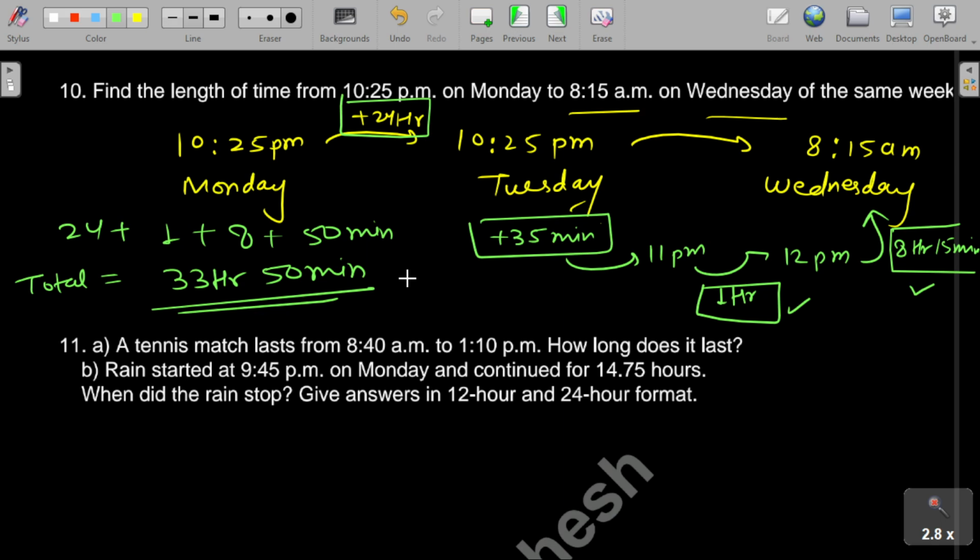We can write 33 hours 50 minutes, or we can write 1 day 9 hours 50 minutes. Both are correct: 33 hours 50 minutes and 1 day 9 hours 50 minutes. So both are correct answers.